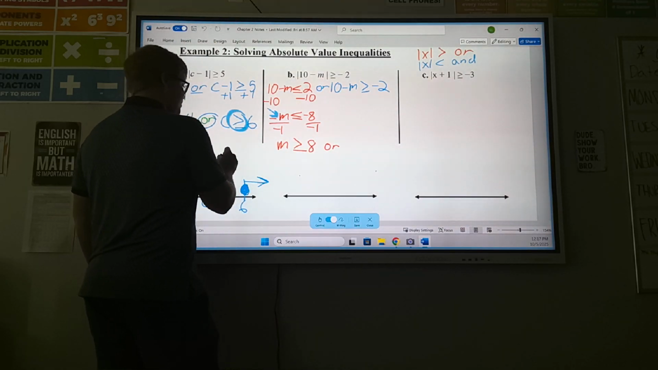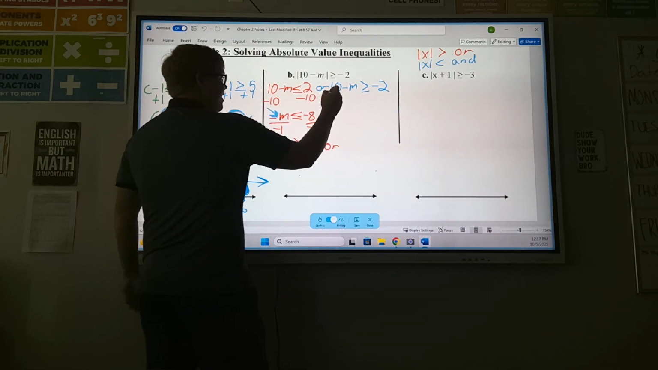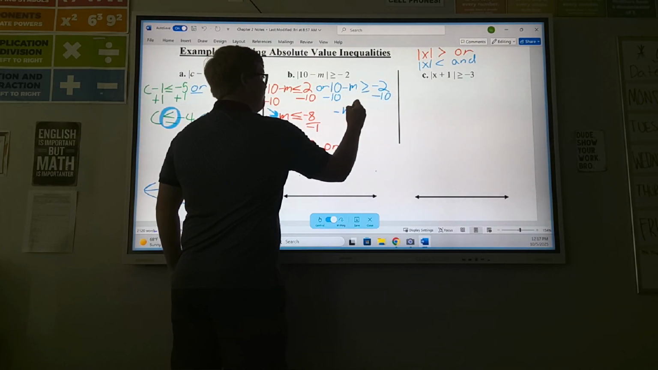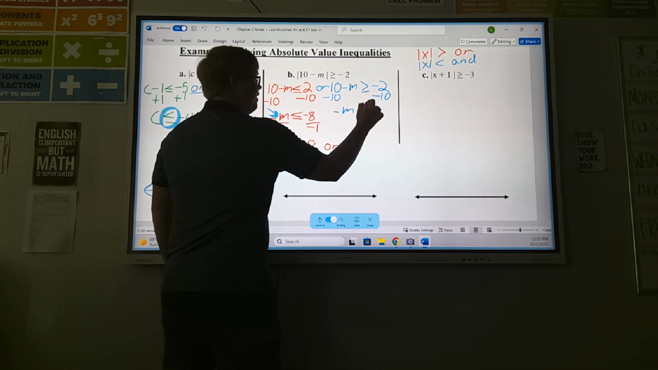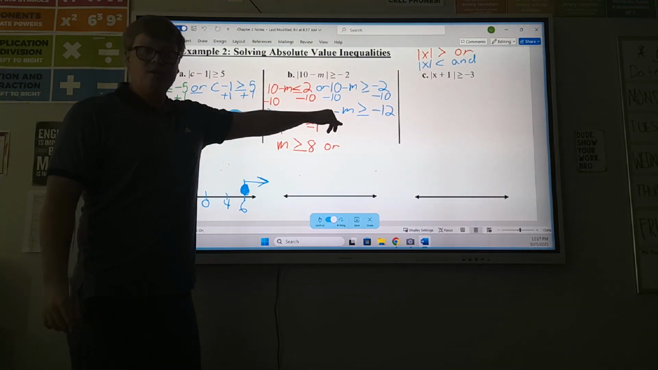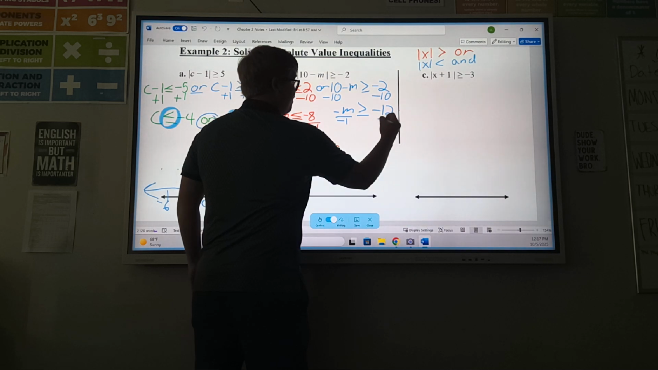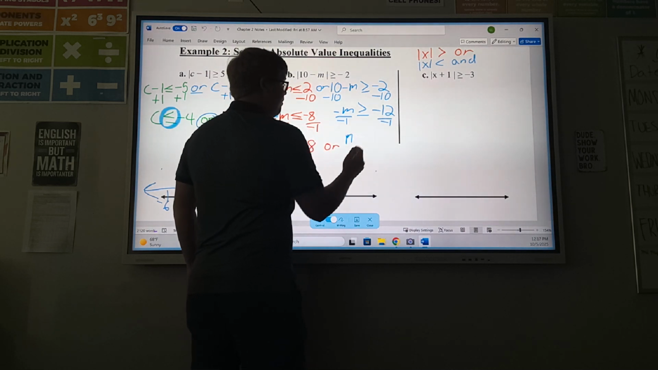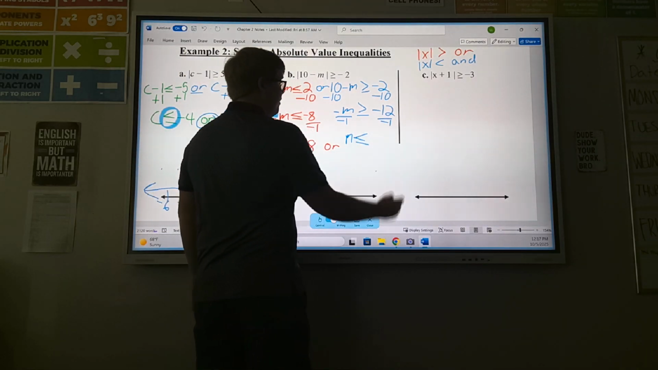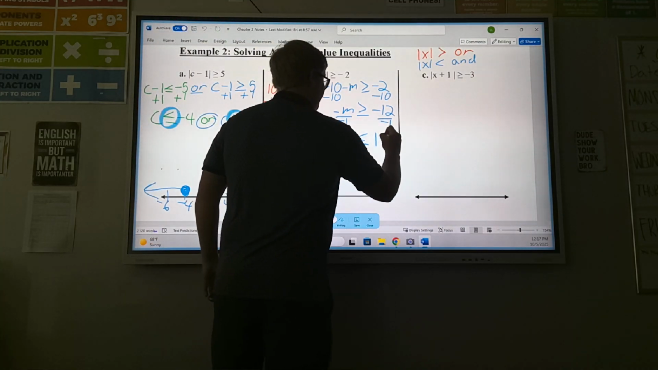Let's solve the other equation. We have to subtract our 10 again, which gives us a negative n is greater than or equal to a negative 12. Again, we have to divide by a negative 1 because we can never have a negative variable. Divide by a negative 1. We have n. We have to flip our sign because we divided by a negative. And negative 12 divided by a negative 1 is a positive 12.